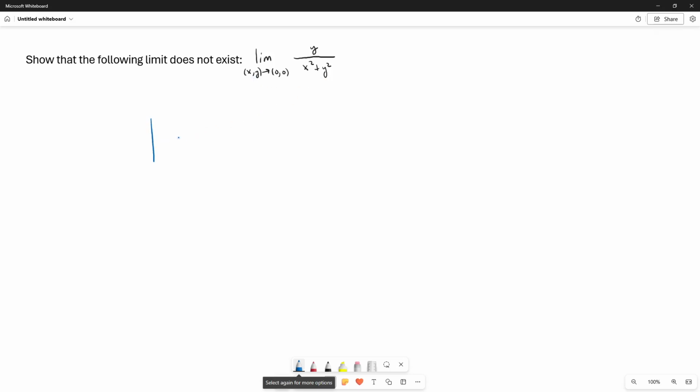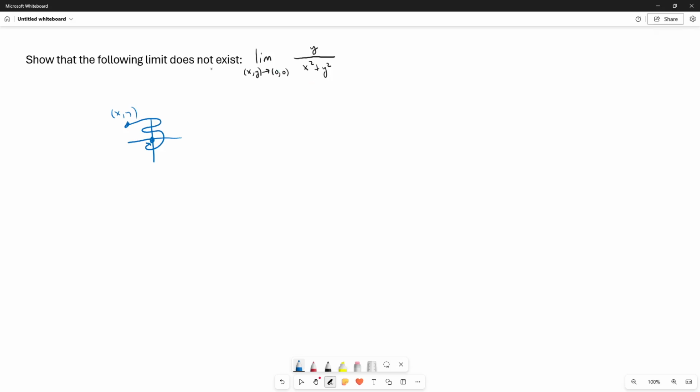So we have a point (x, y). It could be anywhere in the xy plane except for (0, 0). And the point (x, y) is going to move along any path, getting closer and closer to the origin. And as it does so, we would like to know what happens to the fraction y over x squared plus y squared.